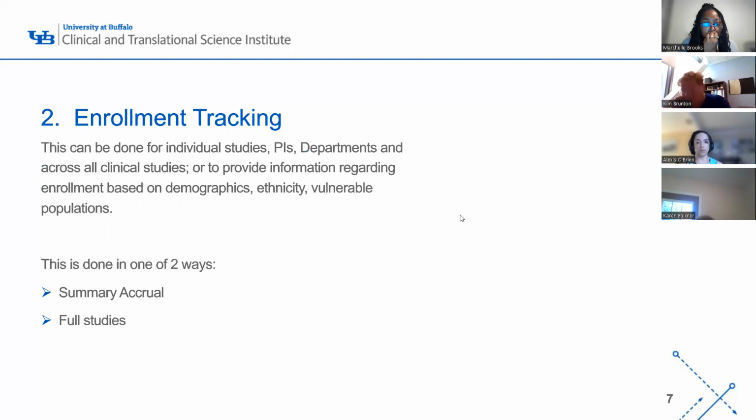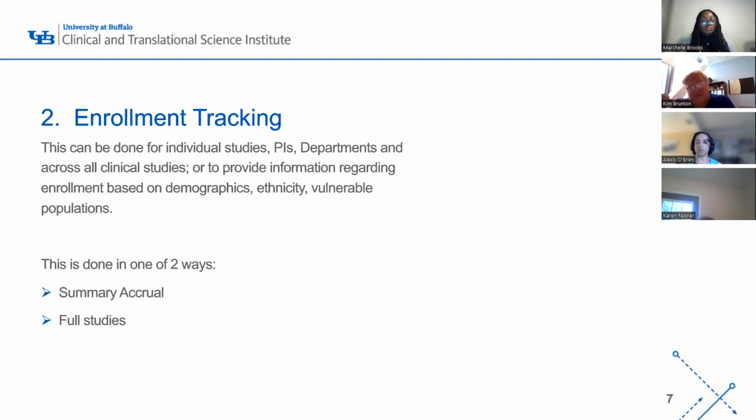Enrollment tracking is another one of those things that we do keep an eye on. So it's nice to know what your portfolio looks like at a glance. If you are a PI, it's like, okay, I've got 16 studies. How many of them are actually enrolling? Do I need to start looking at maybe opting out of a couple of them if it's very difficult to enroll? What does that look like? What does your overall portfolio look like?